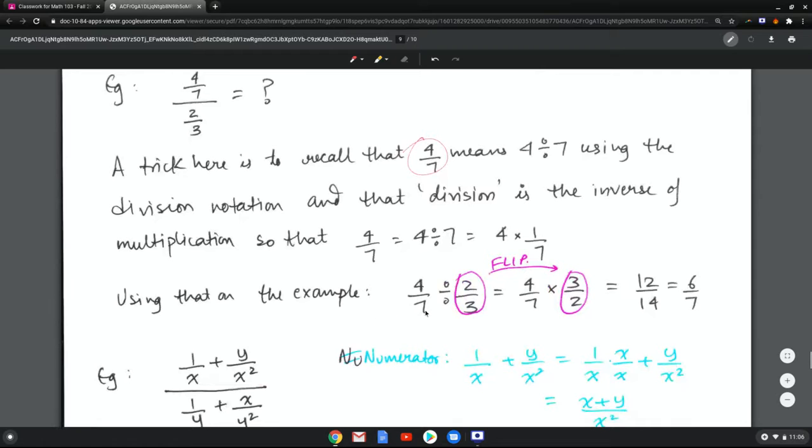Using that on the example, we have 4 over 7 divided by 2 thirds, and then you flip 2 thirds to get 3 halves, which ends up becoming 12 over 14 or 6 over 7.